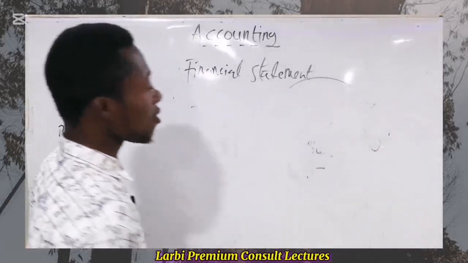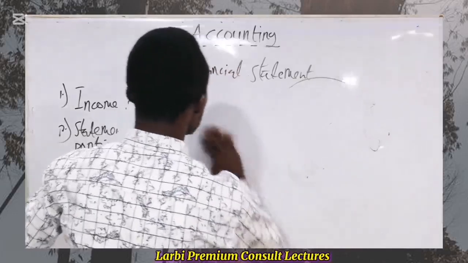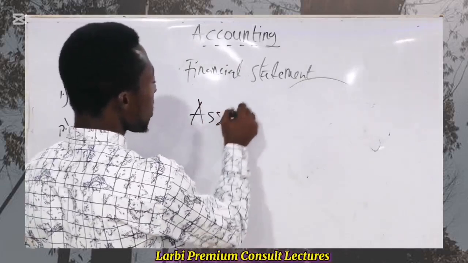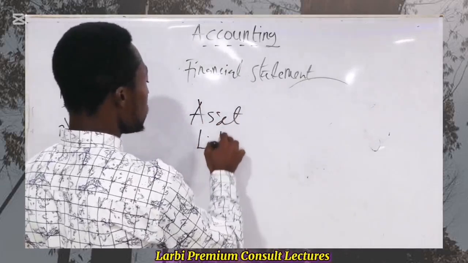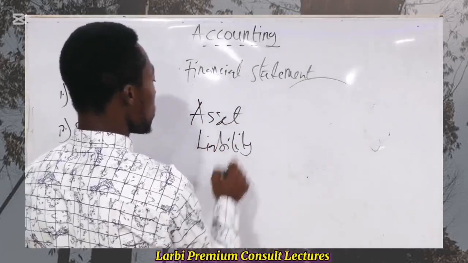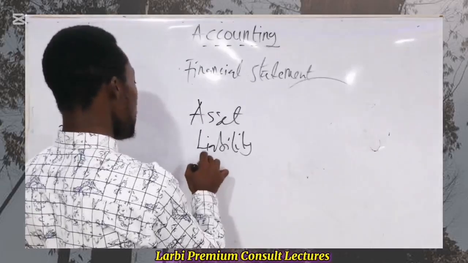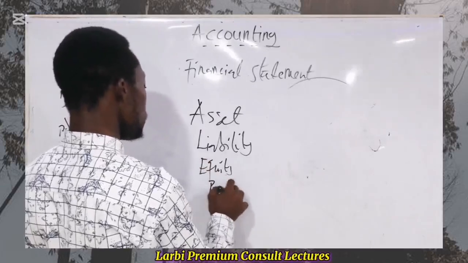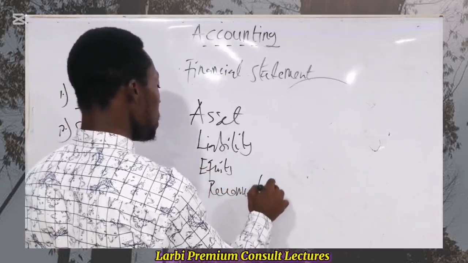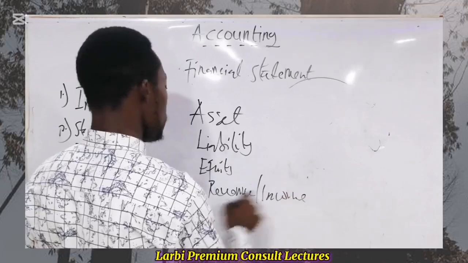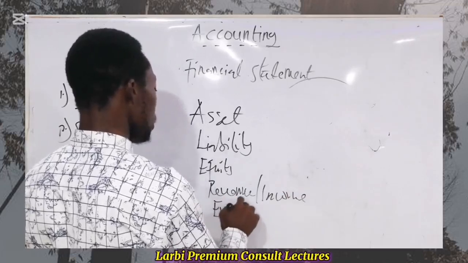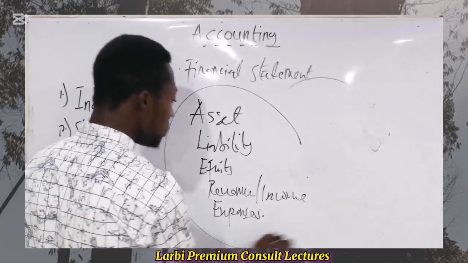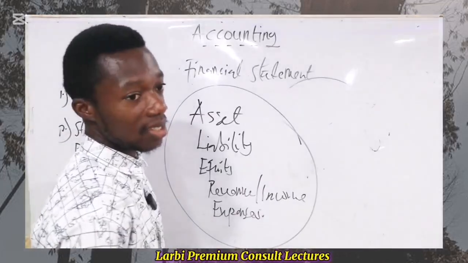The 5 elements of financial statements are: 1, we have what? Assets. Just a brief. We have assets, we have liability, we have equity, we have revenue or income, and we have what? Expenses. So these are the 5 elements of the financial statement.